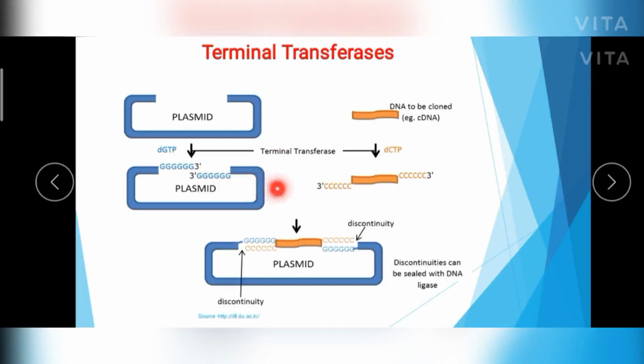If you are adding this type of complementary homopolymer tails to two different DNA molecules, that is target DNA and vector DNA, you can easily seal them, because due to transient base pairing they will first undergo hybridization, and later the discontinuities, the gaps, are sealed by means of DNA ligase. So these terminal transferases are used to insert the target DNA into the vector molecule.